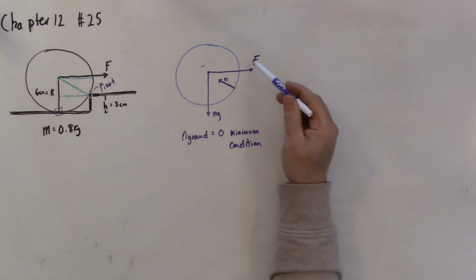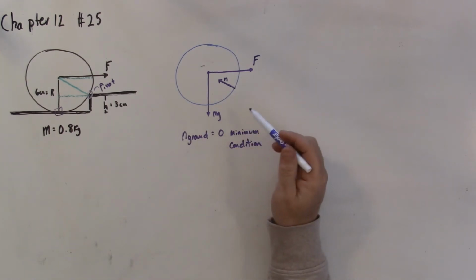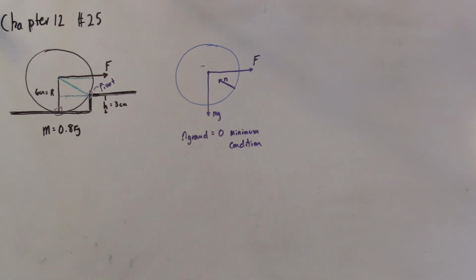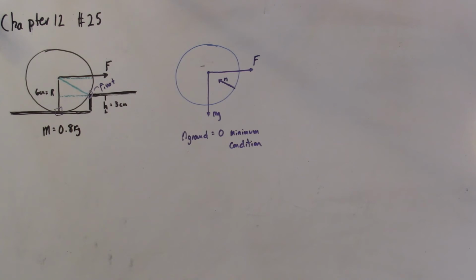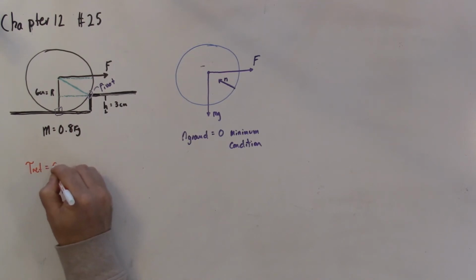It says, what is the minimum force I need? Well, I need just enough force so that the normal with the ground goes to 0. Using this idea, I can use the net force statements and the net torque statements, and go from there. So let's do a net torque statement and see what it looks like. Here's my pivot point. If I look at the torques, it's not rotating yet. The net torque is 0.